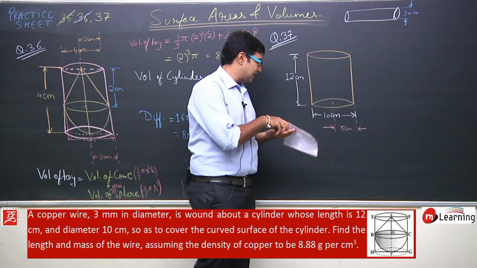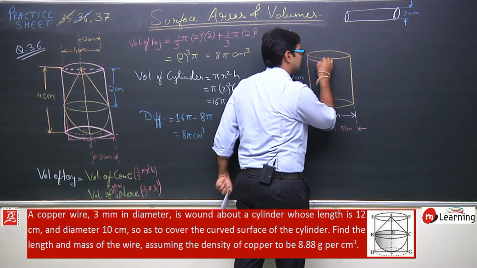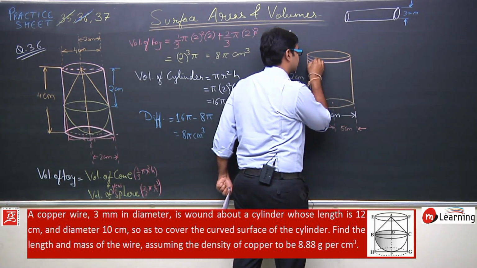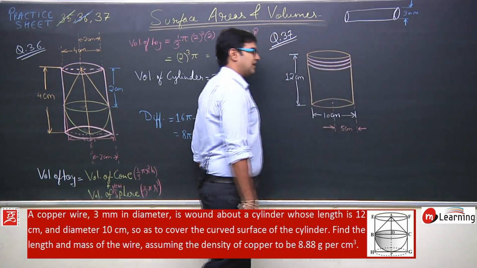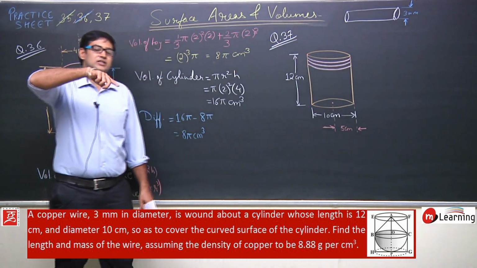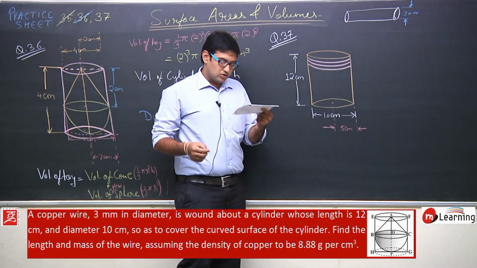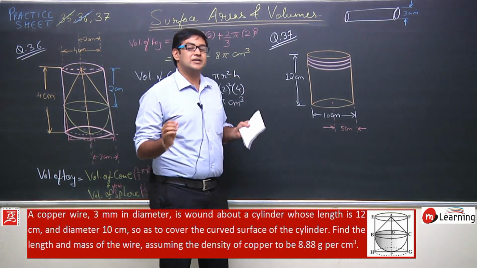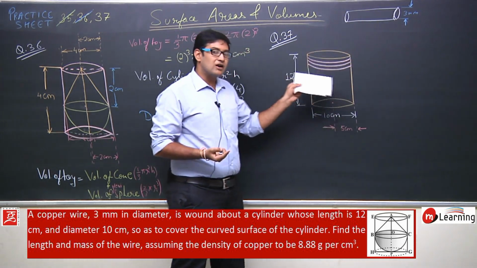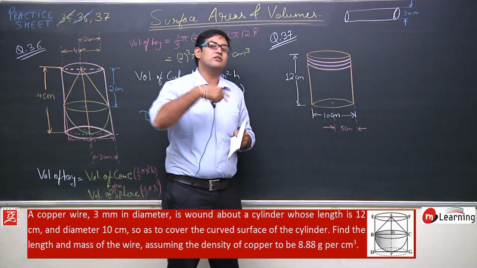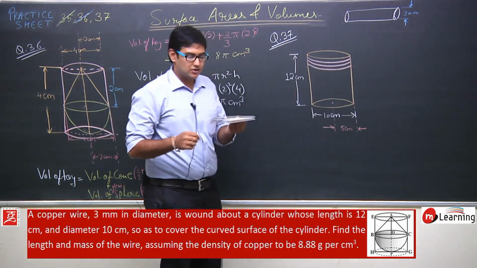Curved surface of this cylinder means this portion. I started winding it like this, then like this, then this, and so on. Like this I started winding this wire around this cylinder in a manner to completely cover its curved surface. Its curved surface is completely covered by this copper wire.